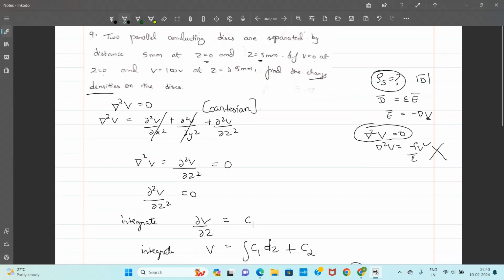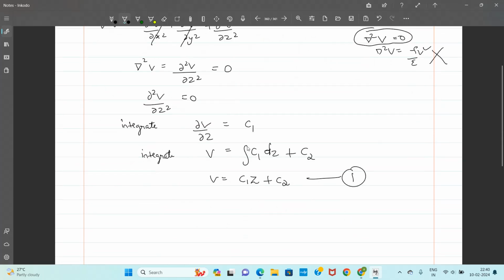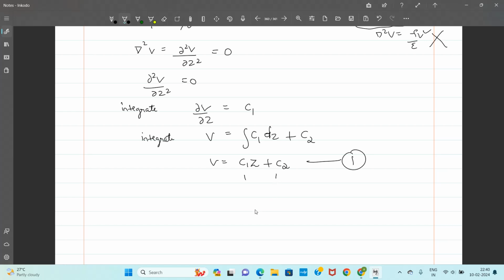But you see in this question, there is one more thing that is mentioned. Some initial values are given. They're saying that the potential is 0 when Z is equal to 0. Second is the potential is 100 volt at Z equal to 5 millimeter. So I have to use these two conditions to find this C1 and C2 values. That is what I was talking about. Some initial condition will be given which can be used to calculate the constants. And then once you get the constant value, you should put it back in the main equation.